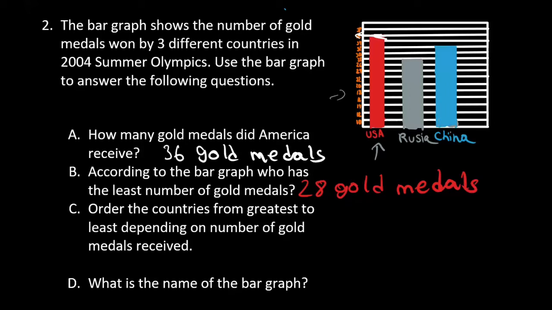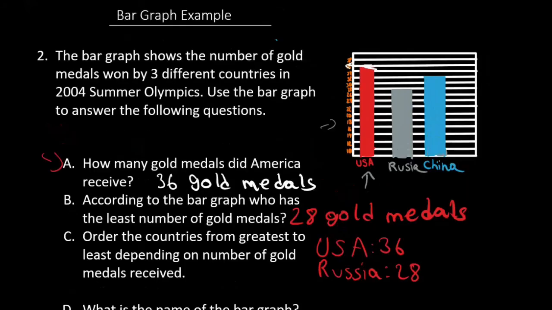Order the countries from greatest to least depending on the number of gold medals received. So, first let's write down how many gold medals each country received. From the first question, we learned that the USA received 36 gold medals, and Russia received 28. We need to figure out how many medals China received, then we can just order them.